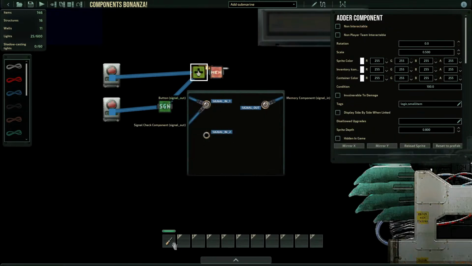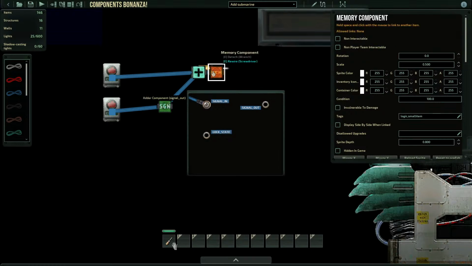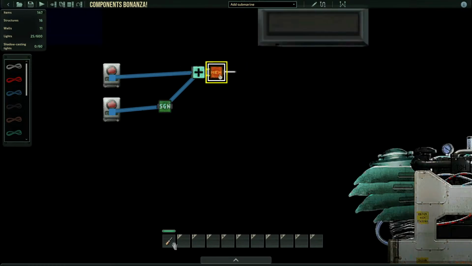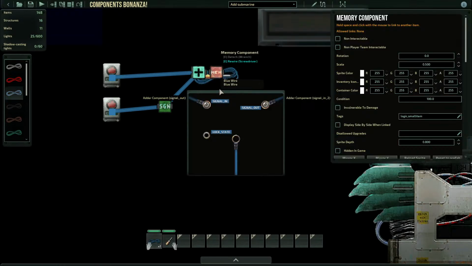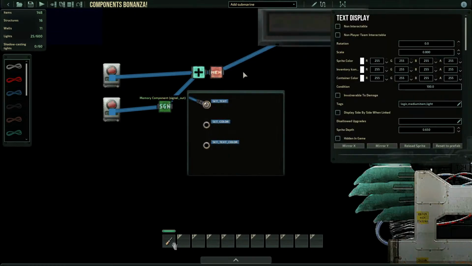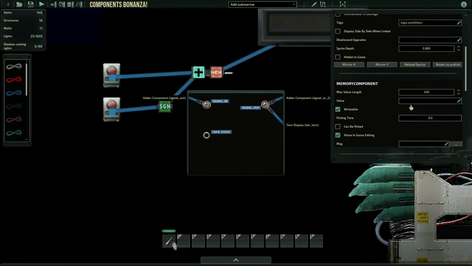So we're going to put the results of the output into the memory block, okay? And then we're going to put the signal out back into that addition block. And then we're going to take this output and connect it to the set text, and we're going to give this memory block an initial value of 0.